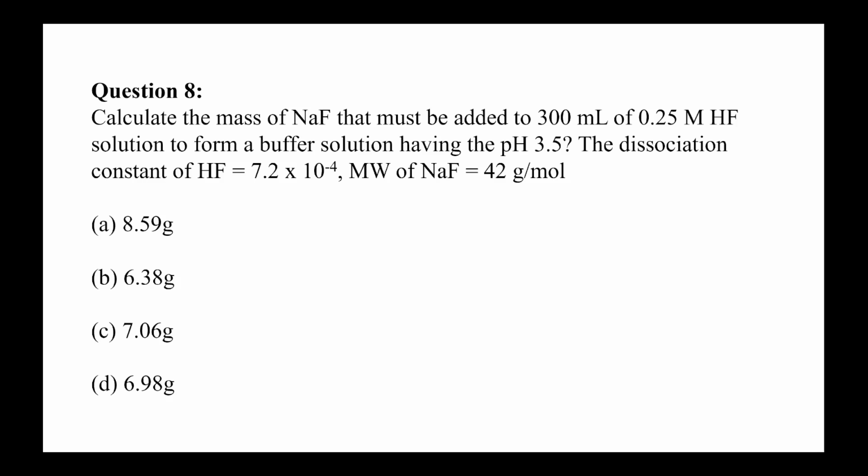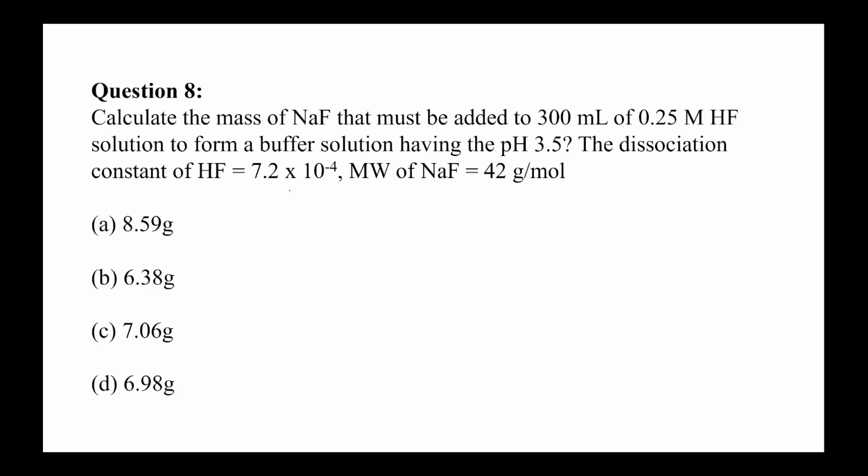With the next question. Question number 8. Calculate the mass of NaF that must be added to 300 ml of 0.25 molar HF solution to form a buffer solution having the pH 3.5. So you have to calculate the mass of this salt NaF, sodium fluoride, that must be added to 300 ml of the 0.25 molar acid solution to form a buffer solution of pH 3.5. Dissociation constant of HF is given, molecular weight of NaF is given.